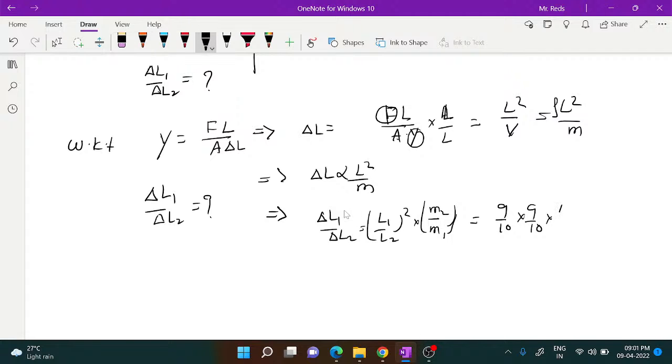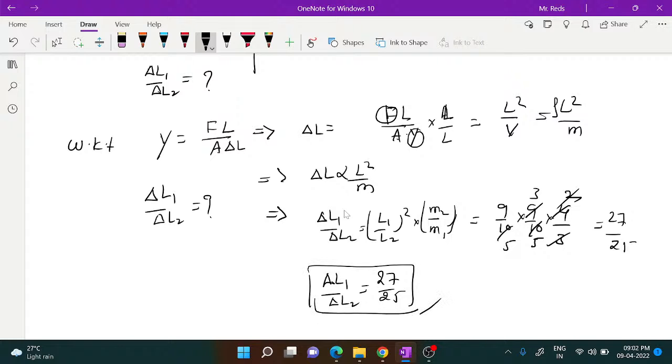This is 4 by 3, so the 3 is cancelled. So we get 9 threes are 27, 27 fours, or 4 twos are 12, 12 nines. Just find out what this is. Or you can also cancel out 2 twos, 2 fives, again 2 ones, 2 fives. So 5 into 5, 25, and 27. So you get ΔL1 by ΔL2 is equal to 27 by 25. 27 is to 25. Got it?